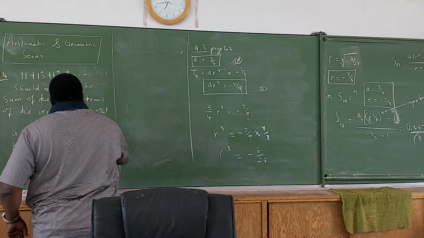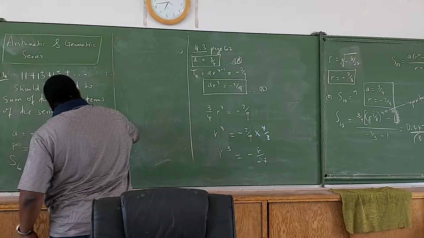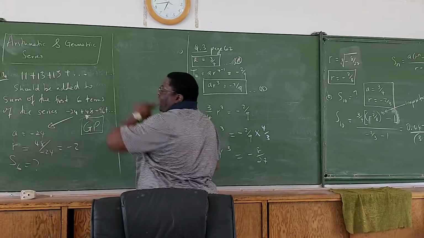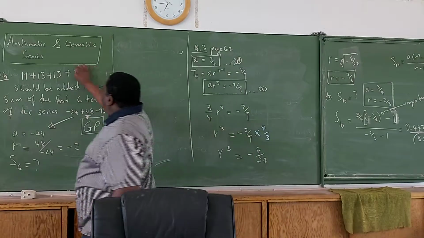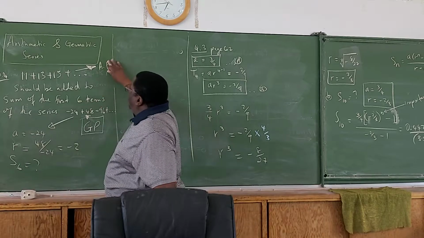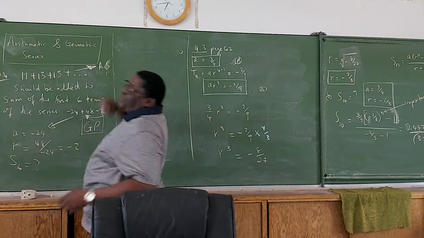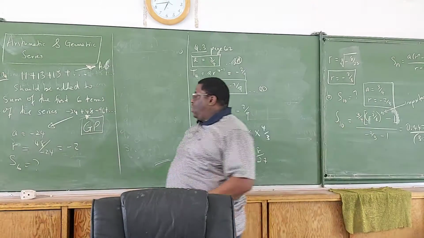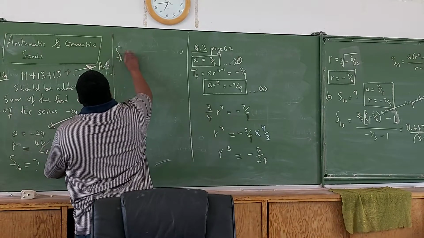It's very easy to forget that this one here is a GP. That one there is not a GP. This one here is an AP, or arithmetic series. You understand? Alright, so let's find the sum of the first 6 terms here.